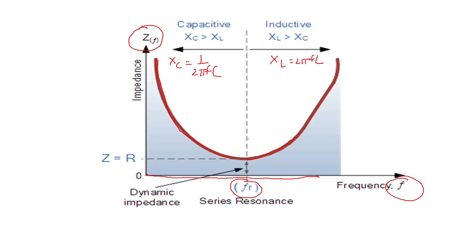At the resonant frequency, what happens? At this resonant frequency, XL is equal to XC. They both will be equal and opposite, and they will cancel out each other. So the only effect will be that the impedance here will be R, the resistance. So impedance will be minimum at the resonant frequency, and therefore the current will be maximum.